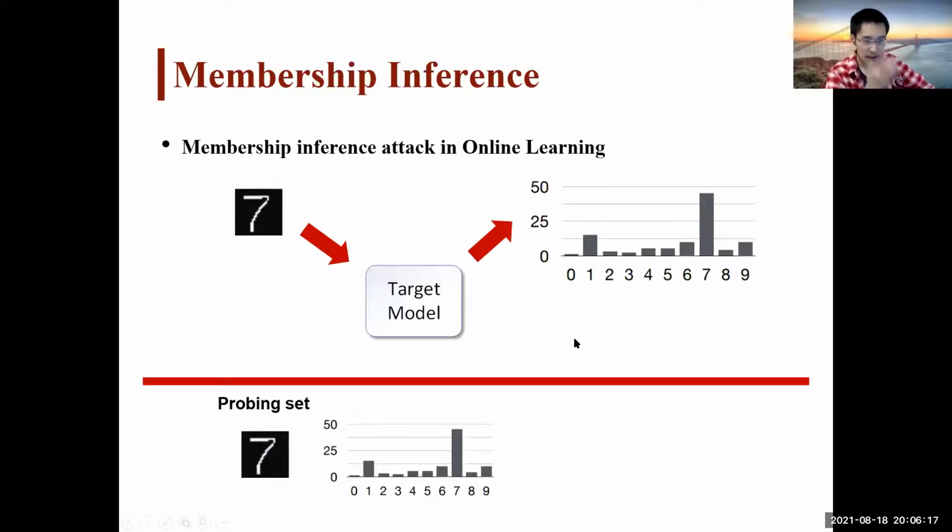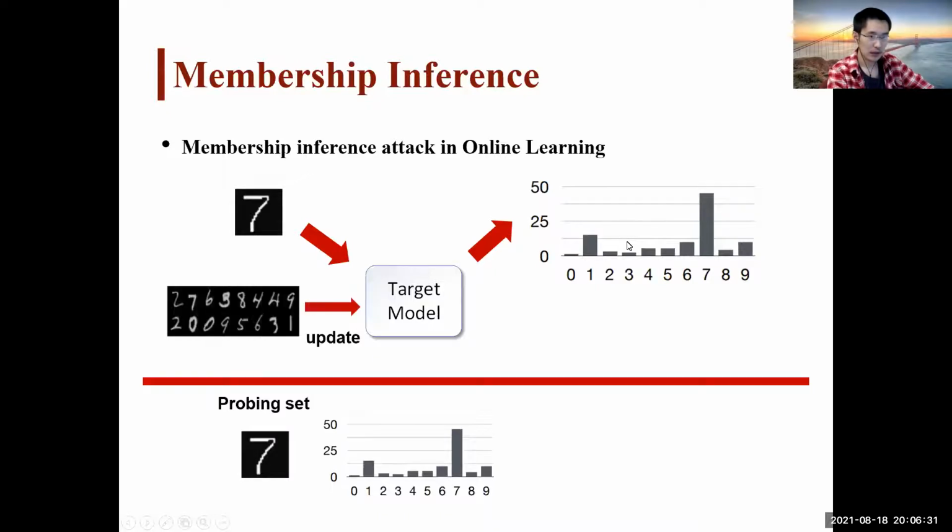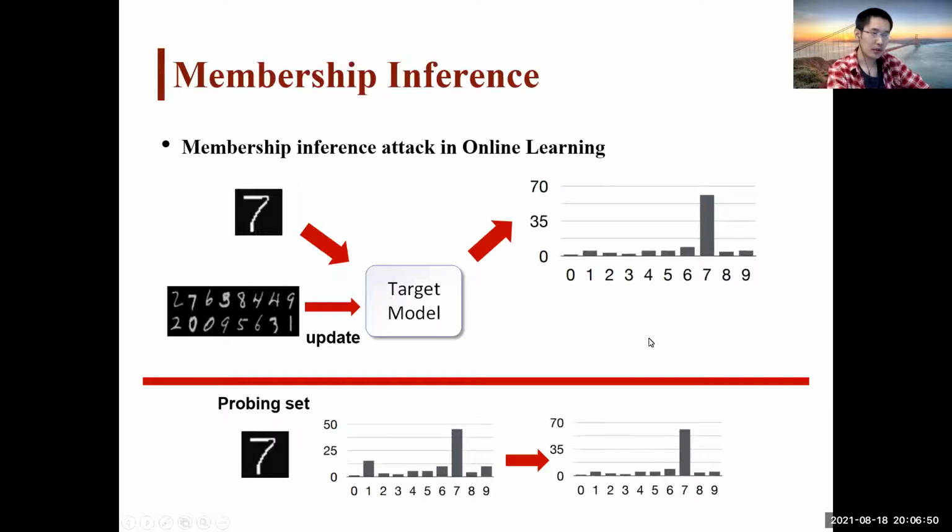Let's look at this example. We have a probing sample, an image of a 7. We query the target model with this probing sample, and it gives us a prediction result. Next, the target model is updated with the update data. Again, we use the image to query the target model a second time, and the prediction result becomes different. Here comes the motivation: this posterior difference can be a new attack interface.